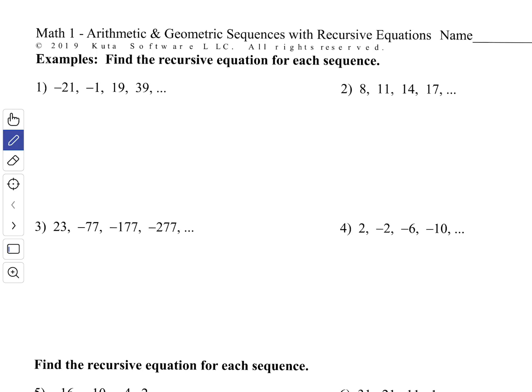Alright, we're taking a look here at some arithmetic and geometric sequences with recursive equations, okay? The fact here is that we are using recursive equations for both geometric and arithmetic. So, the way we write a recursive equation, remember, it connects the outputs, one output to the next.